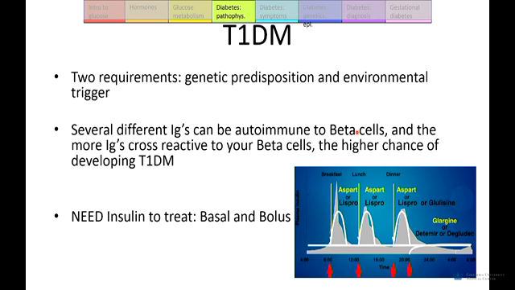And because type 1 diabetes is an absolute insulin deficiency, the only way to treat it is with insulin. You'll get more of this in the next lecture, but basically the method used nowadays mostly is the basal and bolus method, where you take a long-lasting insulin once a day for basal and a bolus insulin, a short-acting one, after meals.